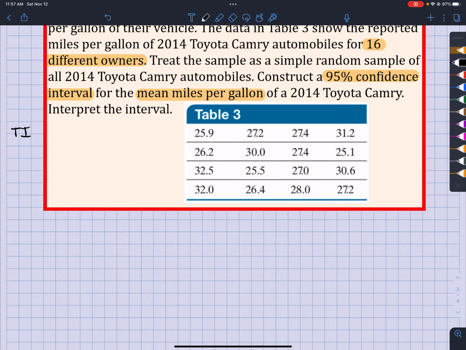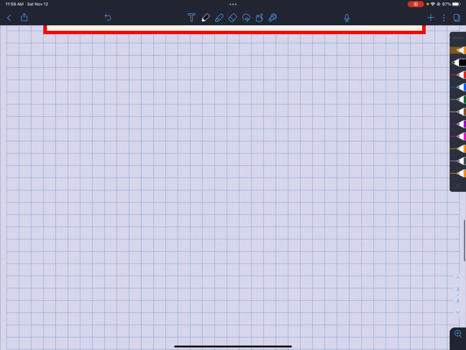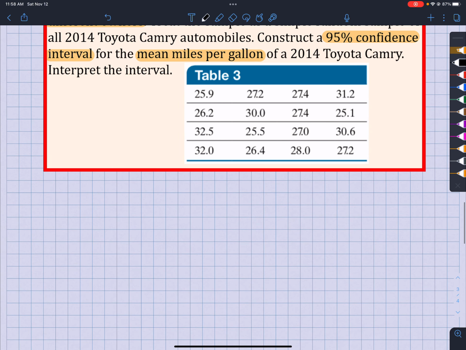Let me erase this and say, so number one, do I want to just go there? Yeah, why not? So number one, find X bar and S, right? Okay, so with that being said, on the TI, what we would do is go into stat and then edit. And what we want to edit is the L1, right? So we're going to put all 16 data points in L1.